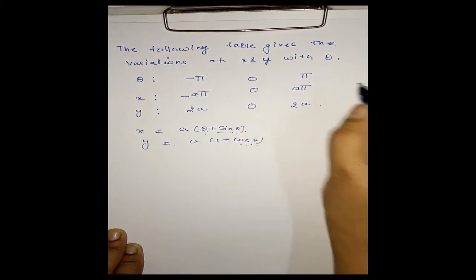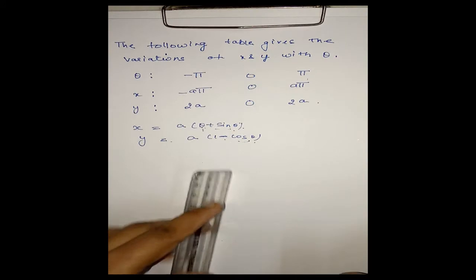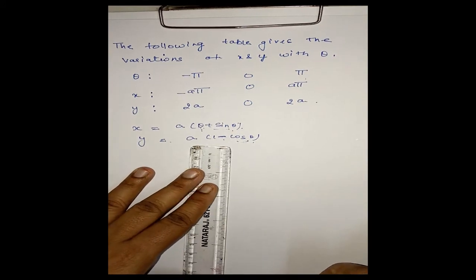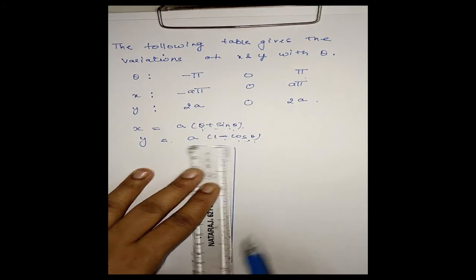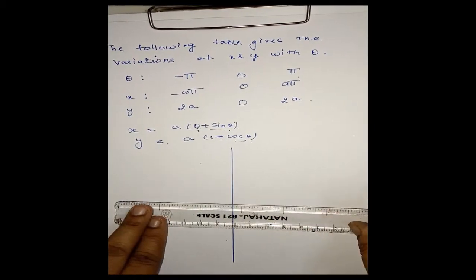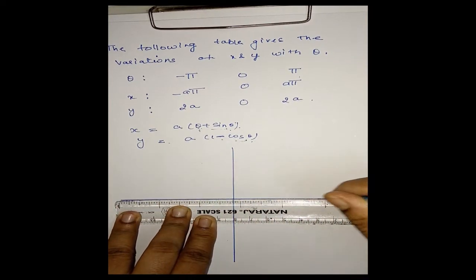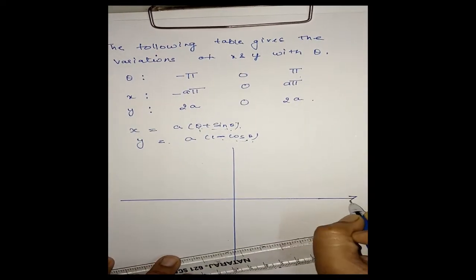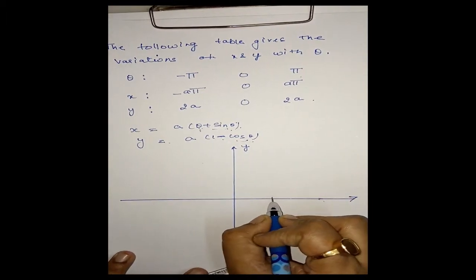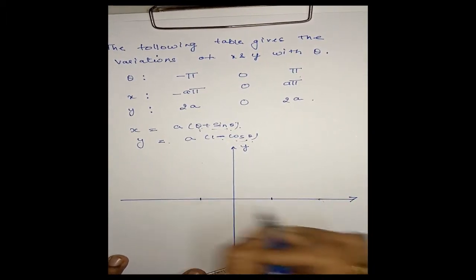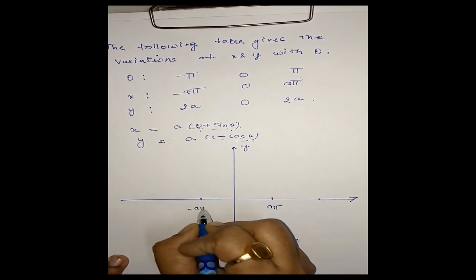Okay, now let us trace the curve on giving values to x and y. This is my x-axis and this is my y-axis. Let this be the point a pi and this as minus a pi.